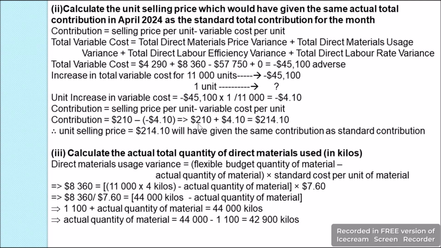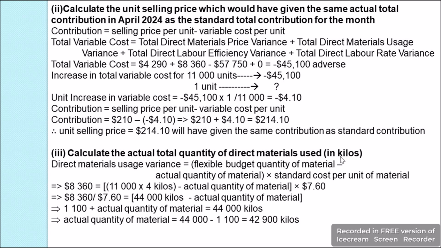So now we get the contribution same as the standard contribution. We can get this if the selling price is $210 plus $4.10. That is, this amount of variable cost should also be recovered by means of the selling price, so that we can get the same contribution as the standard contribution. So the selling price which we need to get the same contribution is $214.10.